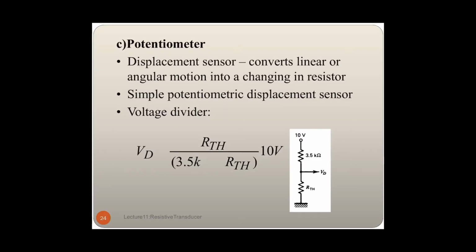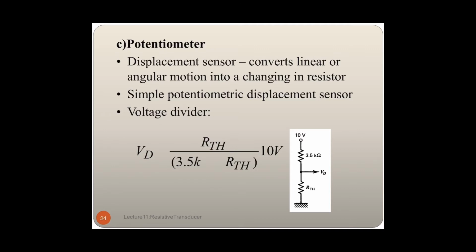Now, let's move on to the potentiometer. A potentiometer is a displacement sensor that converts linear or angular motion into a change in resistance. For a simple potentiometric displacement sensor, the concept is based on the voltage divider.